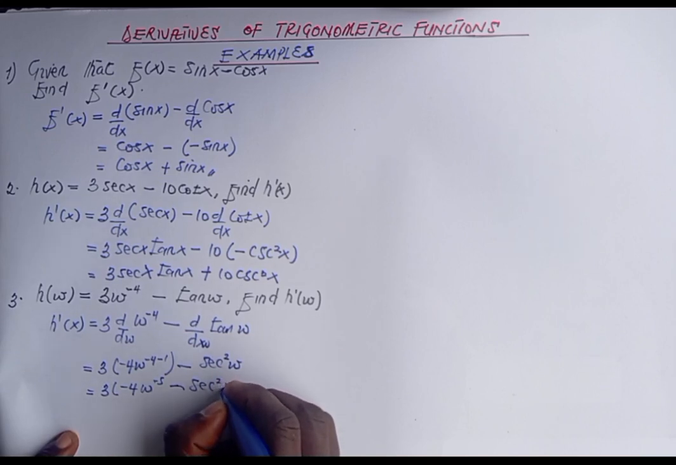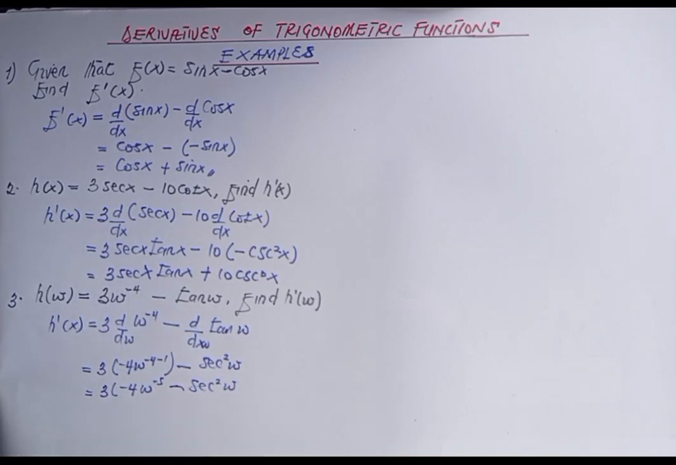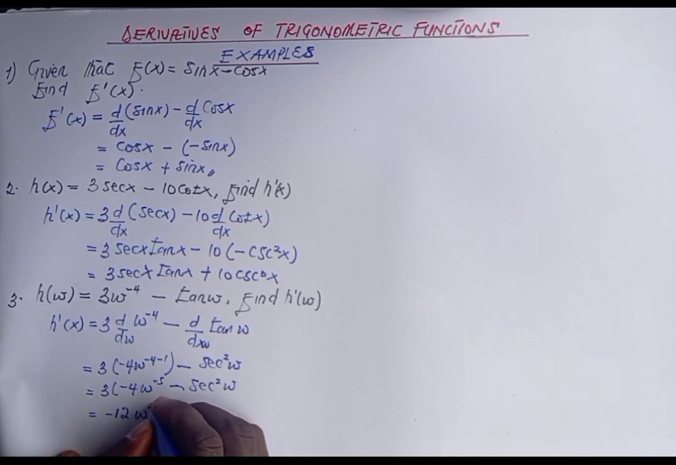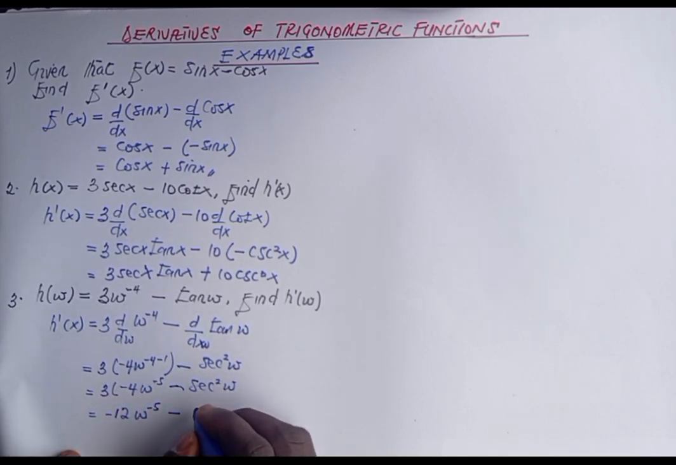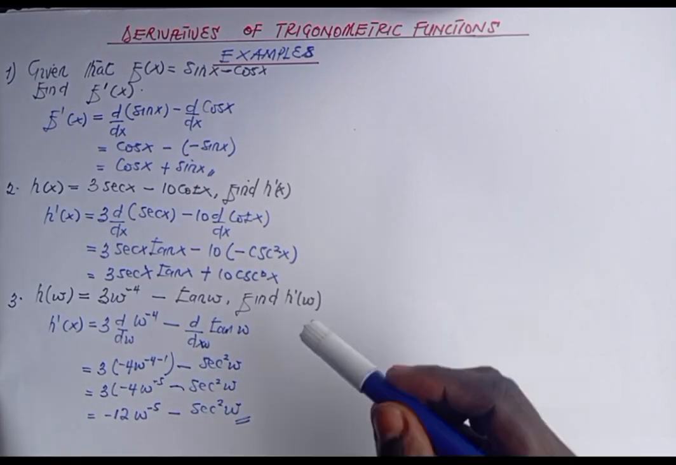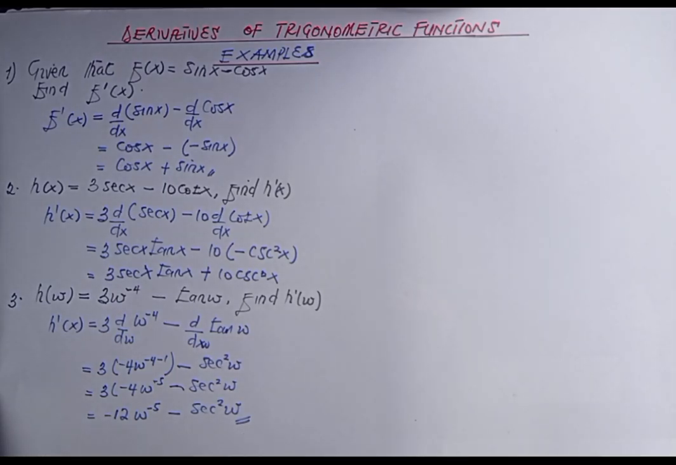sec square W. Now we just have to multiply 3 and then negative 4 together to make it look nice. So we have 3 times negative 4, we have negative 12 W raised to the power negative 5 minus sec squared W, and this becomes the derivative of this very function.